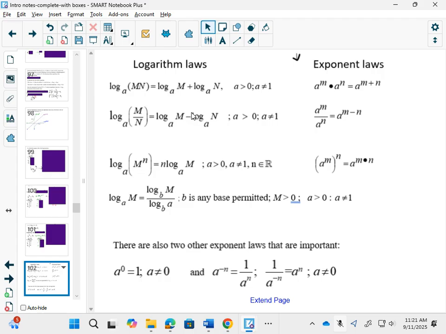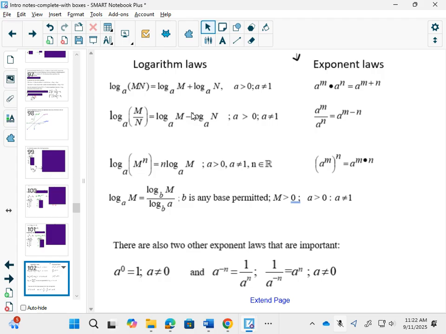Dividing is connected as subtraction. So if you're dividing inside of a logarithm, you can subtract the two logs. If you are dividing two powers, you subtract the exponents. The power log law: if you have a power inside of a logarithm, that exponent can come out and multiply in front. It's connected to the exponent law that if you have a power to a power, then you multiply the two exponents together.